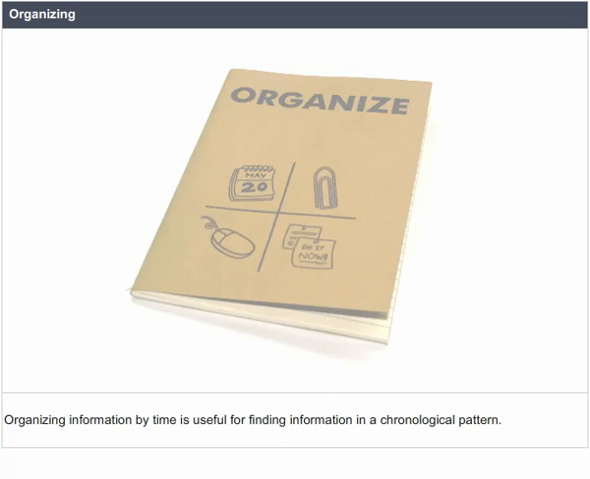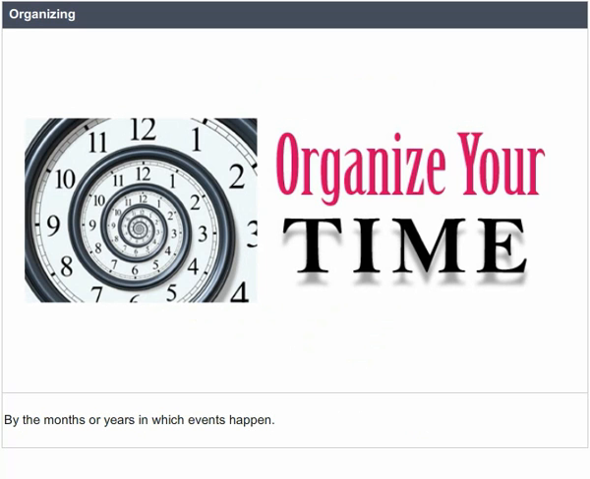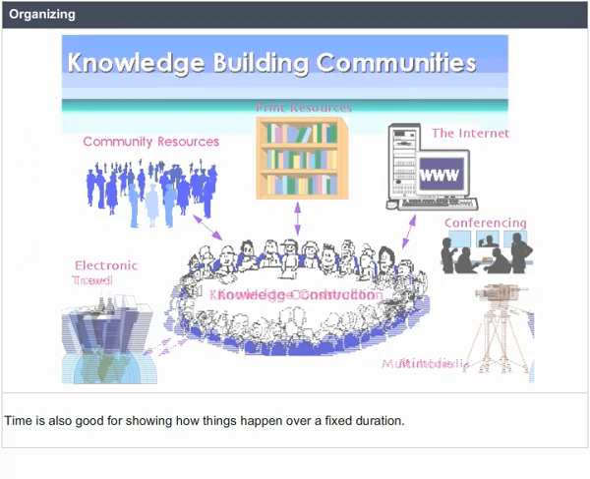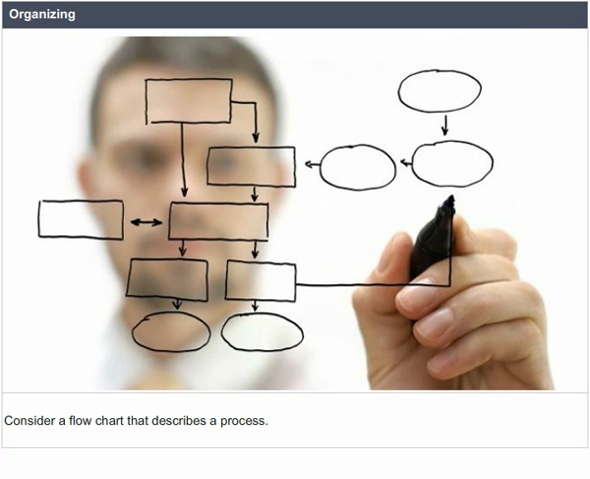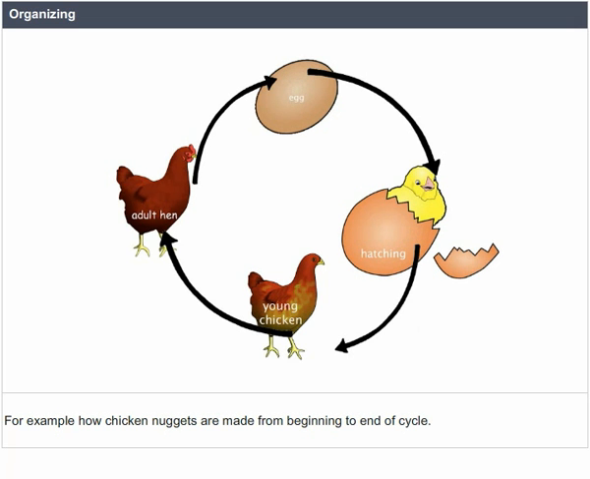Organizing information by time is useful for finding information in a chronological pattern, by the months or years in which events happen. Time is also good for showing how things happen over a fixed duration. Consider a flowchart that describes a process, for example, how chicken nuggets are made from beginning to end of cycle.